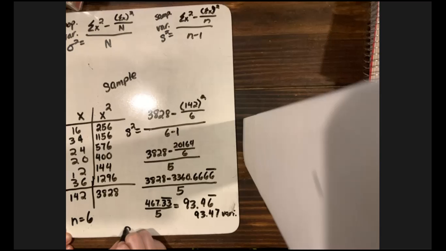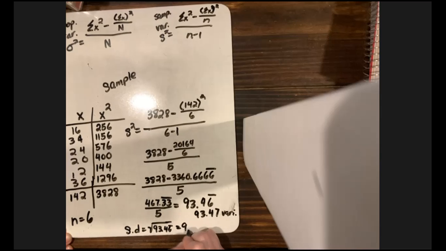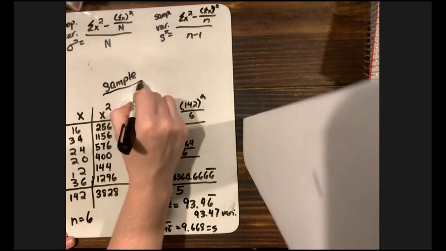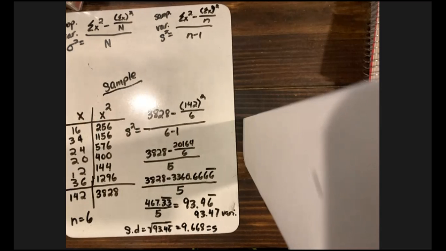If I want the standard deviation, I'm going to take the square root of that 93.46 repeating, and I'm going to get 9.668. Okay, when it's rounded to 3 decimal places. So that's our standard deviation, and that would be just the letter S for that one. And again, that's because this is a sample for this one.